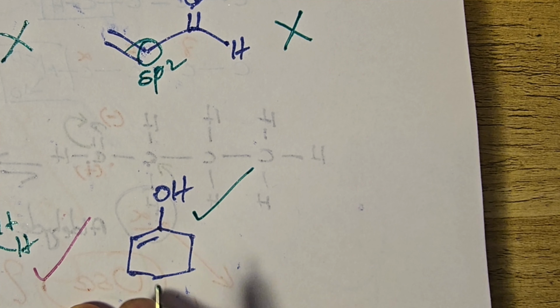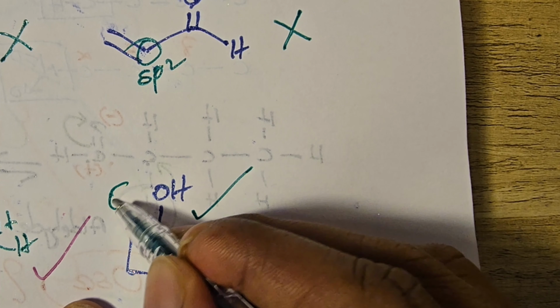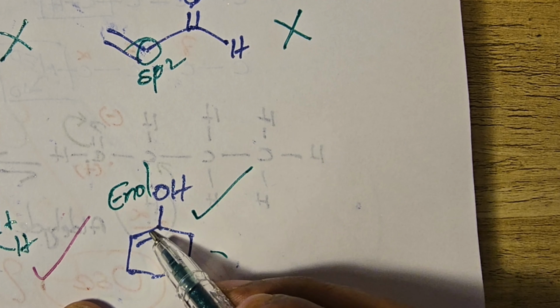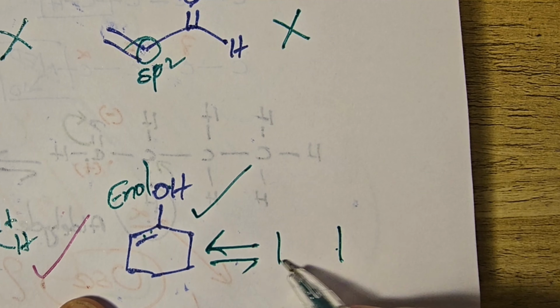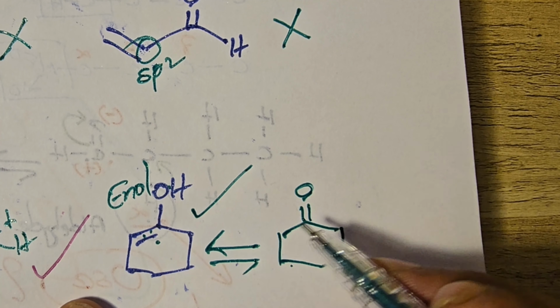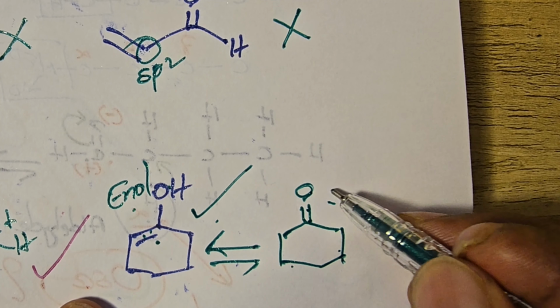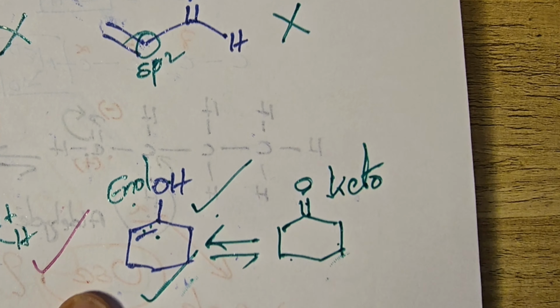Don't get confused with these kinds of structures. Reason: that is already given in the enol form. This is already present in the enol form. So what is the keto form of this structure? Double bond O. So this is the enol form of this structure. This is the keto form. So this molecule shows the tautomerism in reverse.